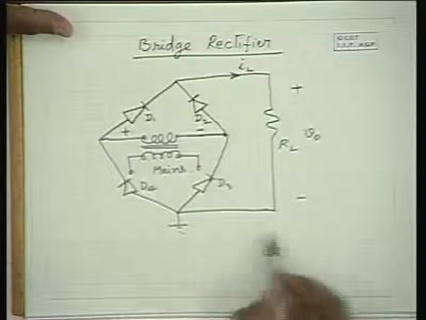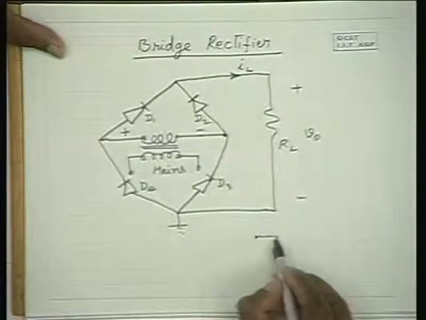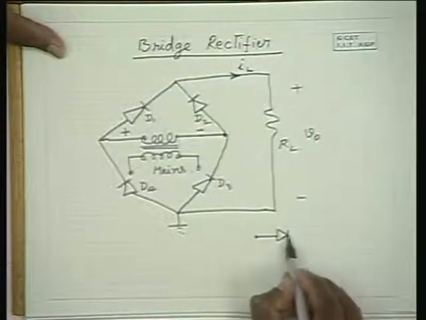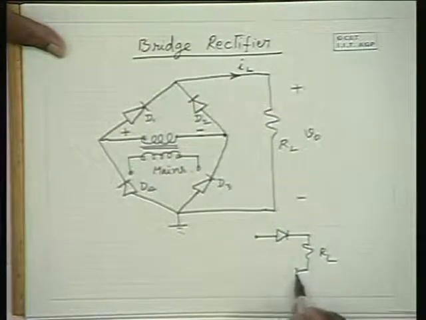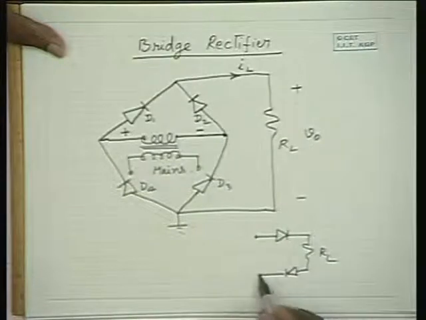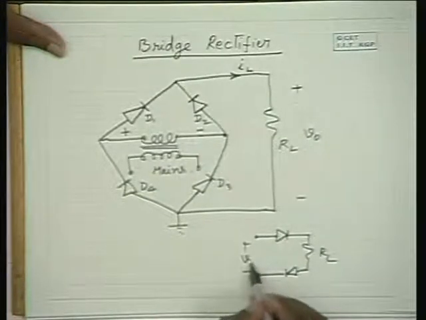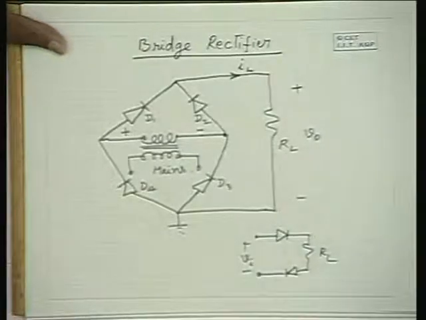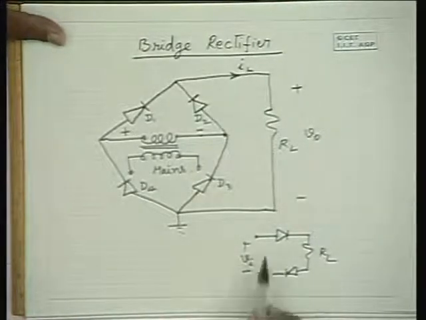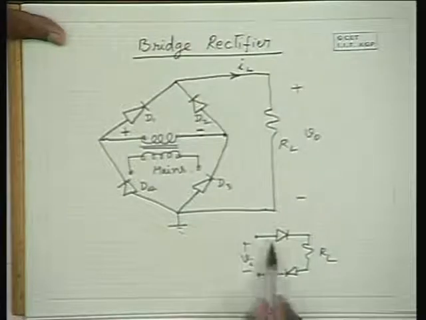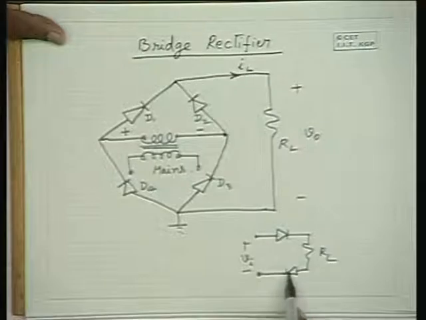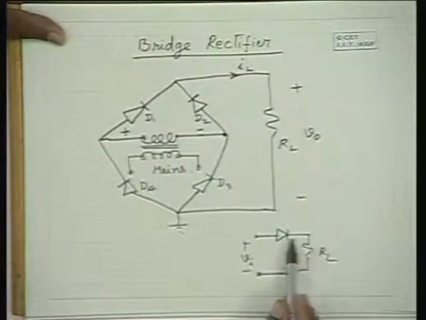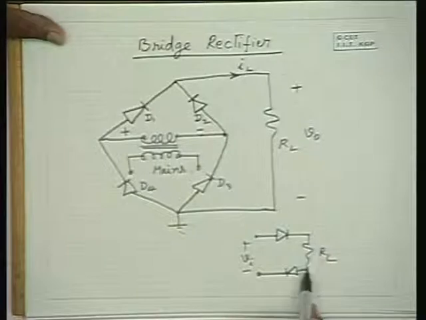That means it is like this. Between the supply you have diode D1 and load resistance RL, and you have diode D3 connected in this fashion, and you have this input applied like this, the secondary output of the transformer. So in this situation both the diodes are forward biased and they are in series, and the rest of the voltage is passed to the load resistance RL.